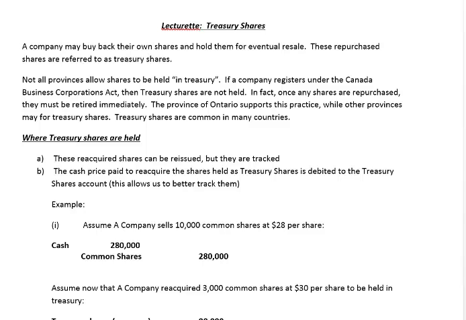Well, there's another type of share out there, shares that are perhaps bought back by a company, removed from their books, but instead of canceling them, they may issue them at a later date. These are called Treasury shares. We refer to them here in the title. So a company that buys back their own shares and holds them for eventual resale, those shares are called Treasury shares. So when I say eventual resale, they're thinking of reissuing them.